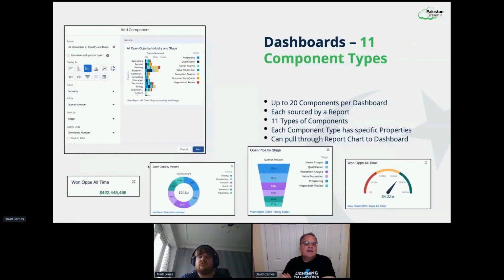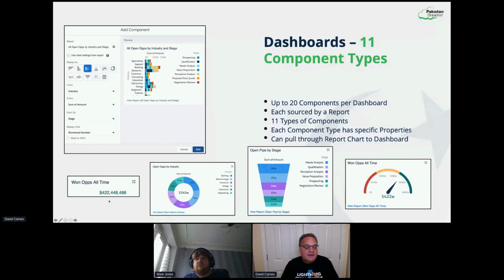When you go to create a dashboard, there are 11 types of components that you can choose from. So when we were playing with the report charts, we could have 8 types of report charts. In a Lightning dashboard, there are 11 types of components, charts, and graphs we can add. You can see the icons here. So we've got a horizontal bar, vertical bar, horizontal stacked, vertical stacked, line, donut. So you can see the donut down here.